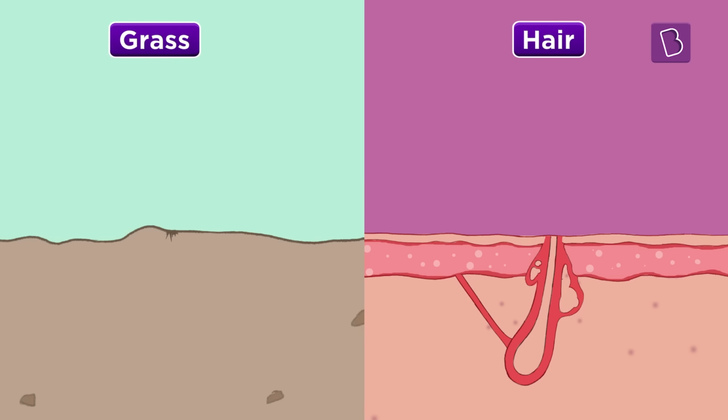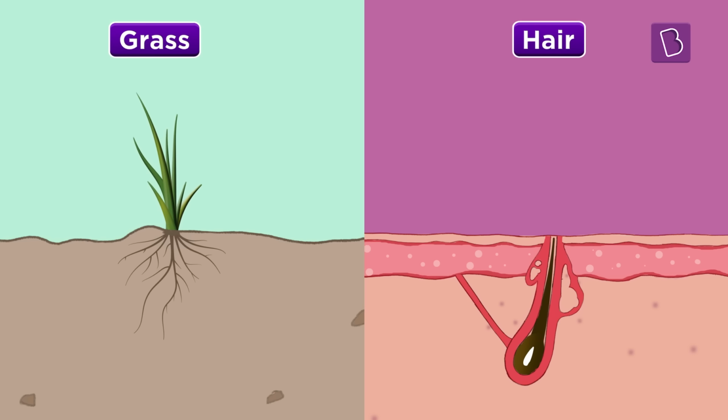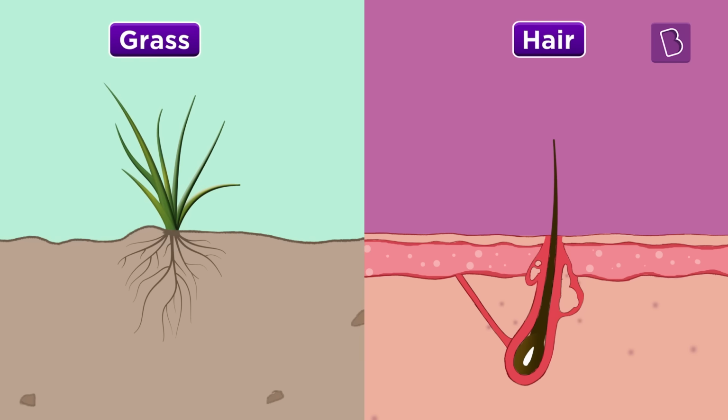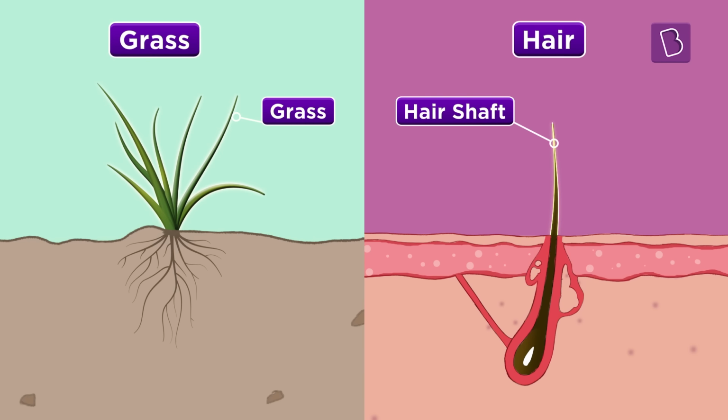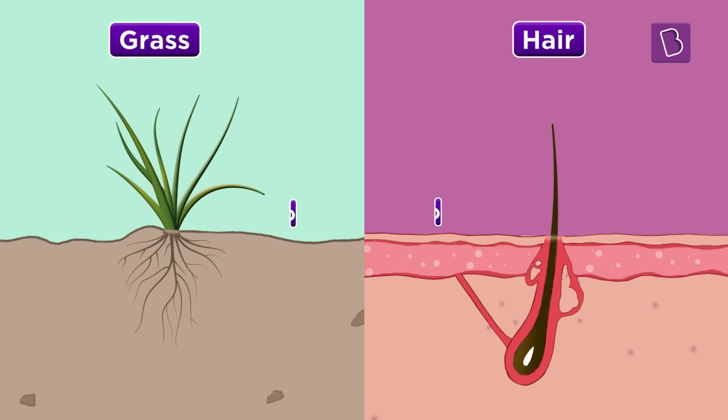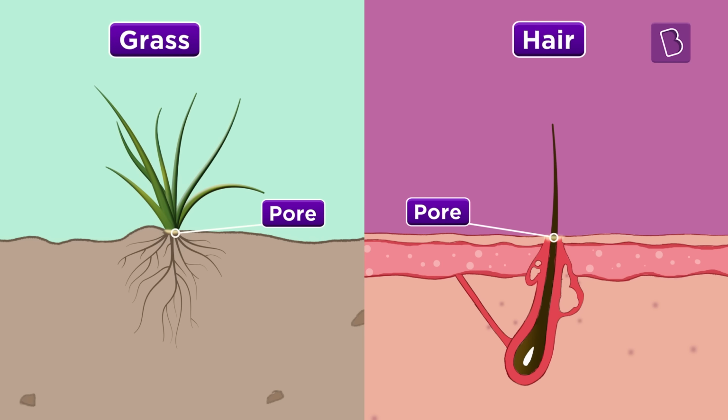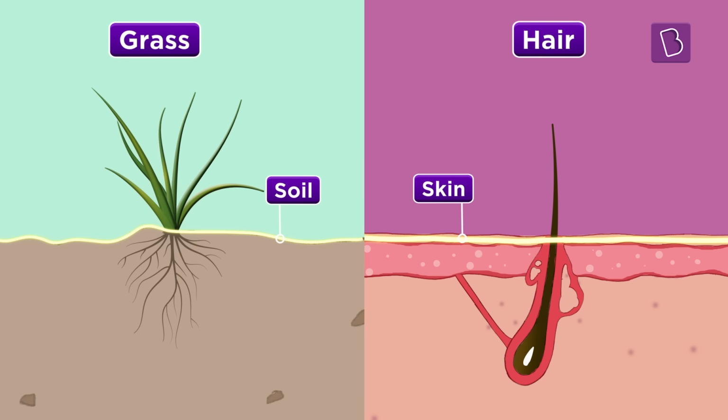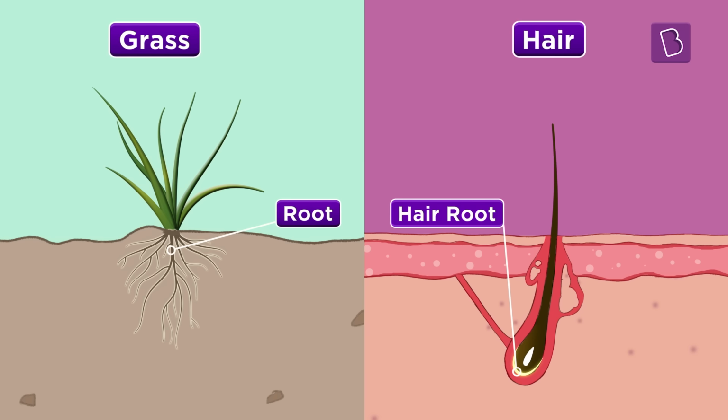It's quite similar to how the grass grows from the soil. The grass we see outside the soil can be compared to the hair shaft. The area in the soil that the grass pokes out from is the pore. The soil is the skin, and the root of the grass can be compared to the hair root.